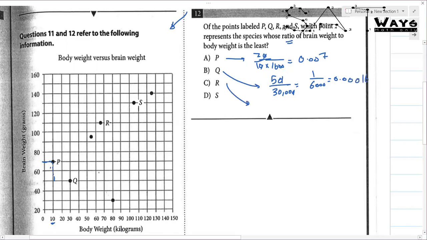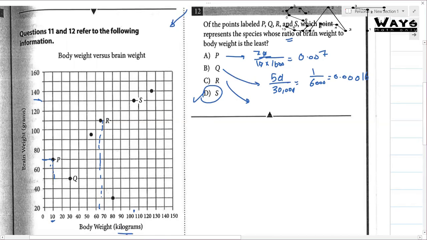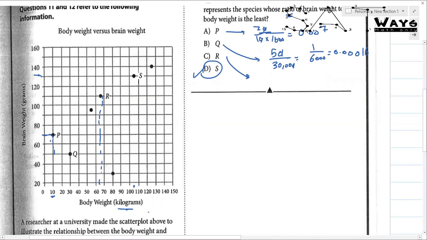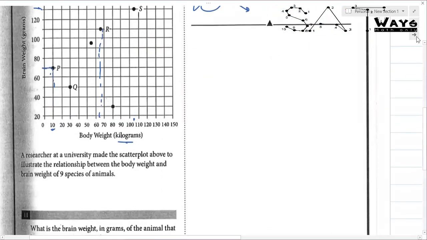All right, and what about R? R is going to be right here, 110 divided by 65, and S is going to be 130 divided by 105,000. So when you divide all of them, you will find the least one is S, because it's very obvious that the denominator in S is 105,000, so it's obviously the least one. All right, now we're done with number 12. Let's move to number 13.